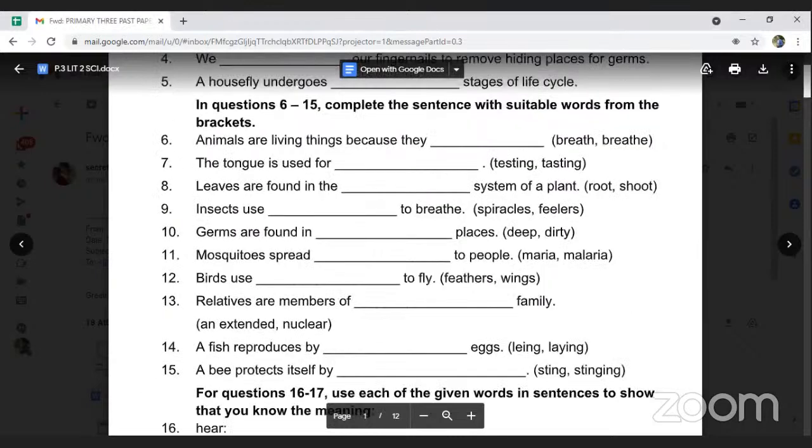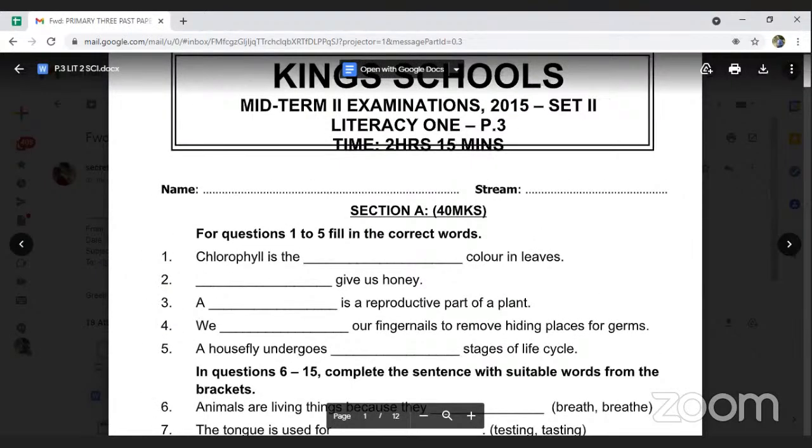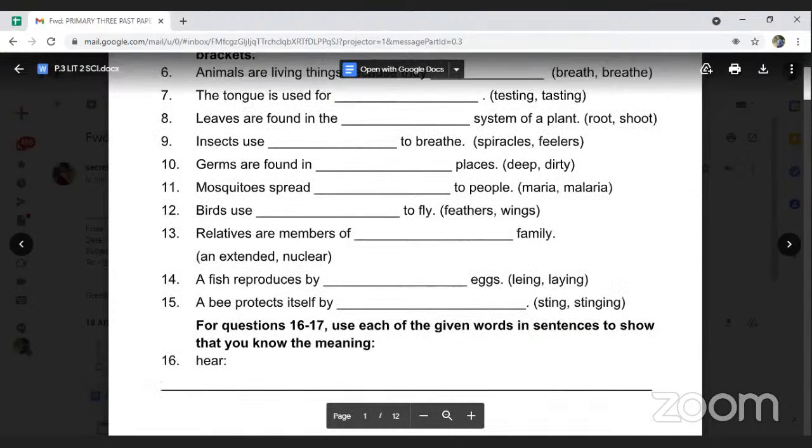From number 6 to number 15, we are just going to choose a suitable word. In the brackets, in question 6 to 15, complete the sentence with suitable words from the brackets. You just choose the one you think is the right one. So number 6 says, you can read first. Asante, can you read number 6? Animals are living things because dash in brackets.